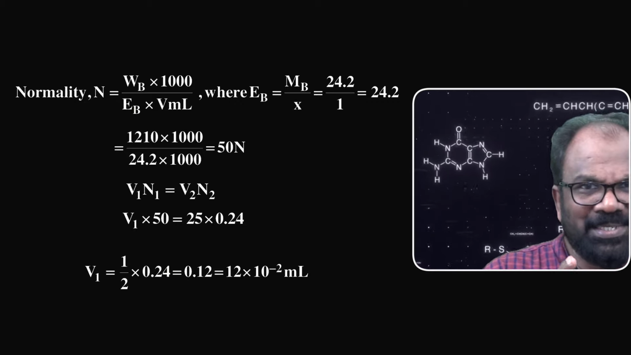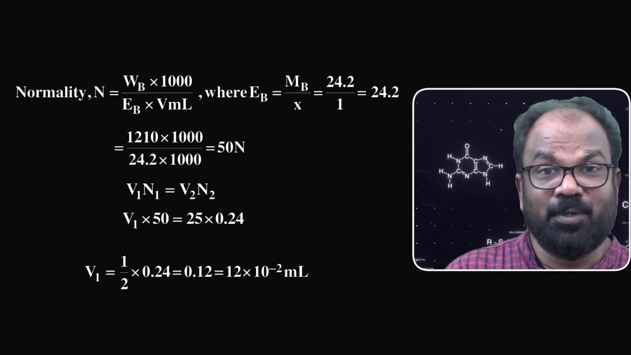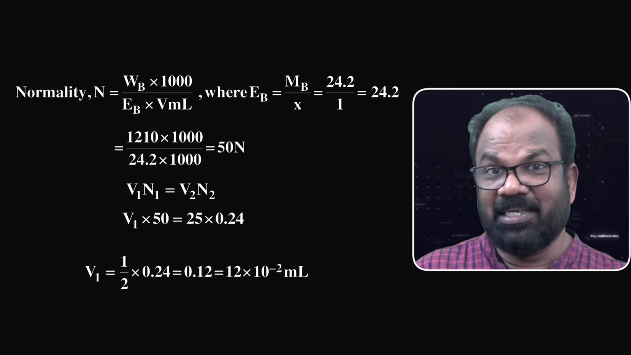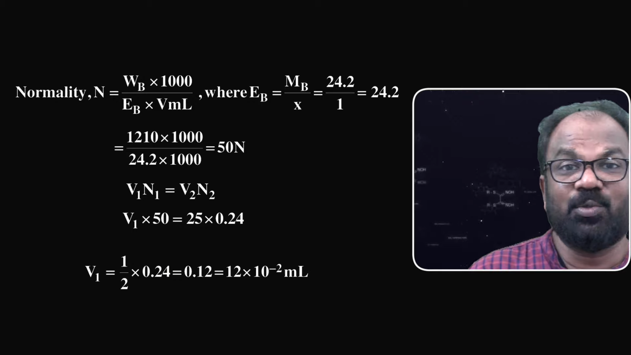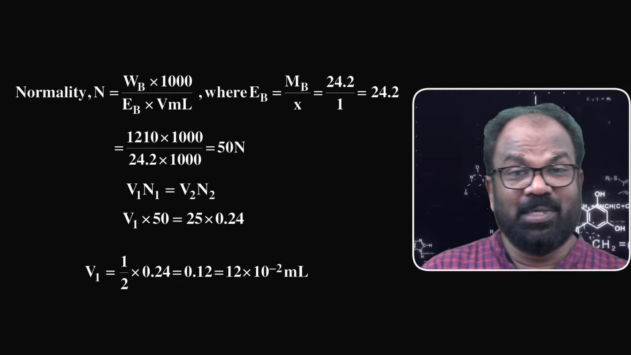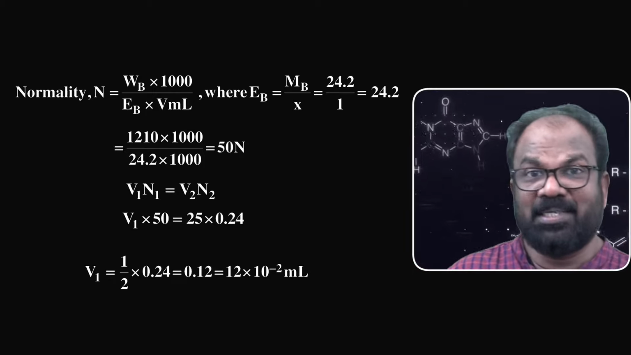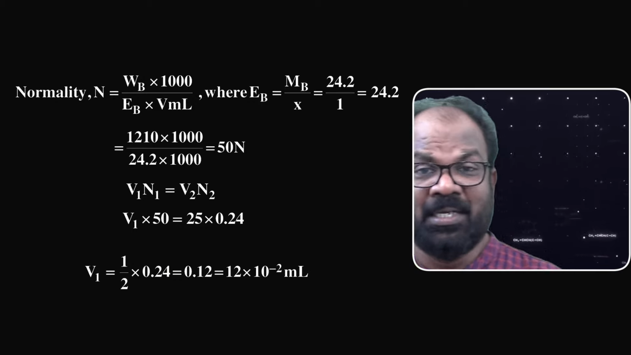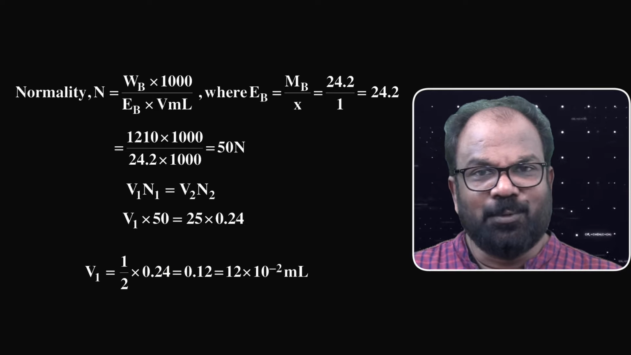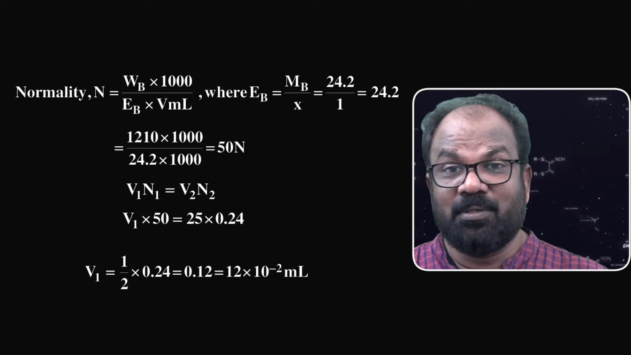50 normal. Now a certain volume of this solution is required for the complete neutralization of 25 ml of 0.24 molar NaOH solution. We know for the neutralization between an acid and base, the equation is V1N1 is equal to V2N2. V1 and N1 are the volume and normality of acid solution. V2 and N2 are volume and normality of NaOH solution. Here V1 is the volume of acid used for neutralization that we need to find out. N1 is its normality, that is 50. V2 is the volume of NaOH used for neutralization, that is 25 ml. And N2 is the normality of NaOH, that is equal to 0.24.